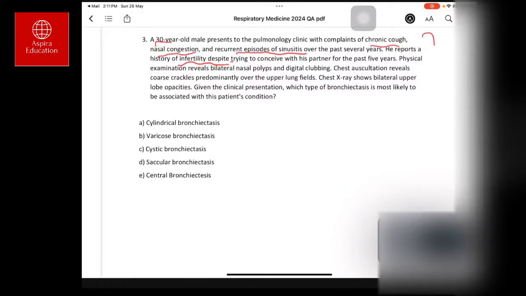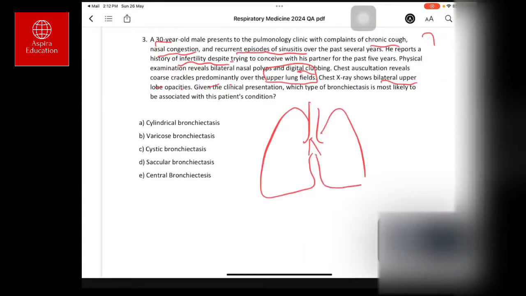Physical examination again reveals bilateral nasal polyps and digital clubbing. Chest auscultation has coarse crackles predominantly over upper lung fields. Chest X-ray shows bilateral upper lung opacities. Now, this is an interesting question.